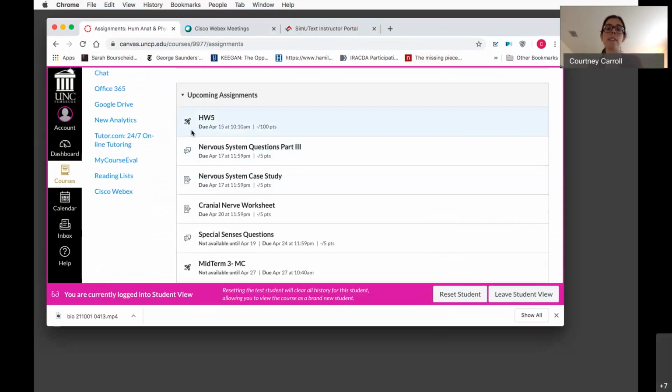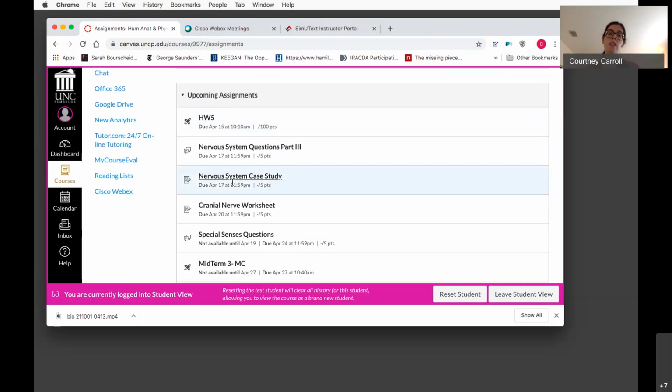It's due on Wednesday, April 15th, and like all of the homeworks that we had when we were in class, it's due at the beginning of what would be our class time. So for your section, that is 10:10 a.m. Homework 5 is due. And keep in mind, it's the same format as the other homeworks. It's 20 multiple choice questions and then 2 short answer questions.